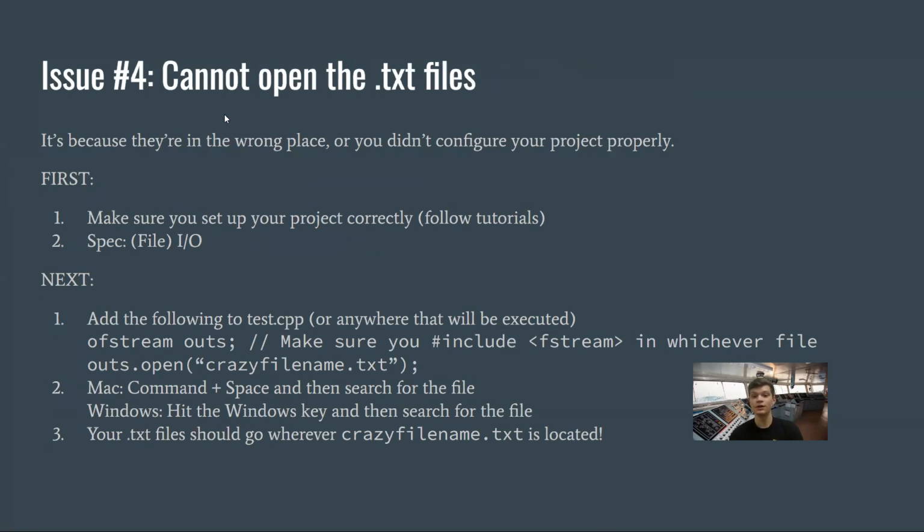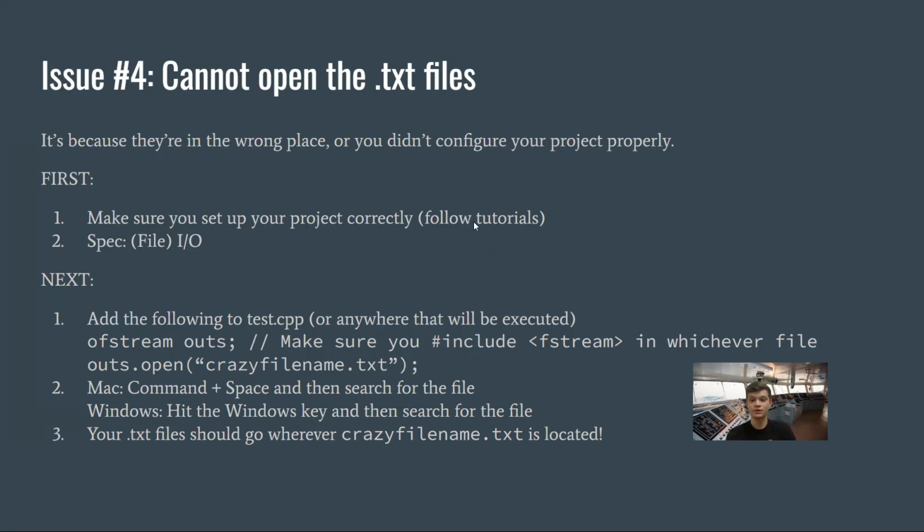Finally, issue number 4 is that you can't open your text files. There are going to be a few different things that could be causing this, but it essentially boils down to your text files being in the wrong place, which probably means you didn't configure your project properly, like your Xcode project or your Visual Studio project. So first, if you're having issues with opening text files, make sure you set up your project properly.